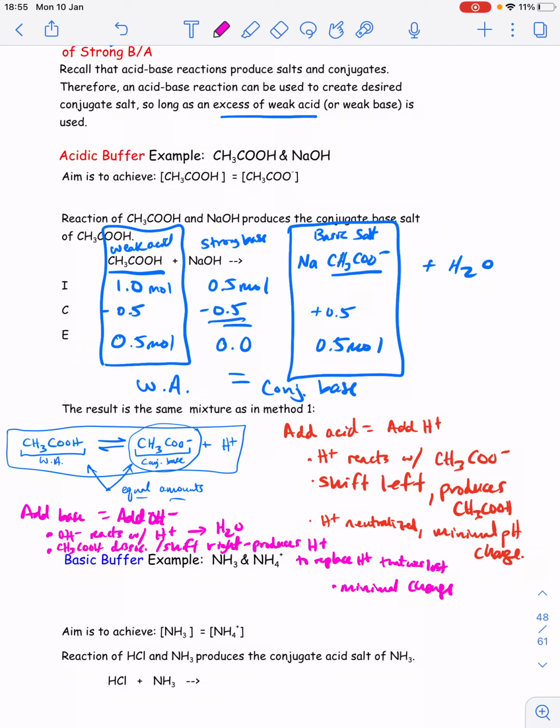So people often struggle. That's probably the hardest type of question related to a buffer, is they say use a chemical equation to explain how the buffer works. How does the buffer actually maintain the pH? And it's basically just equilibrium concepts. You can add either H+ or OH-, and they will both get neutralized, and the amount of H+ in the solution will stay more or less constant, so the pH does not change much.